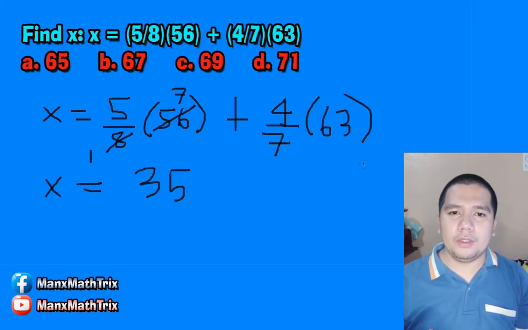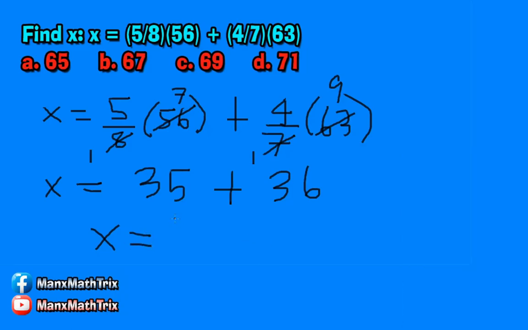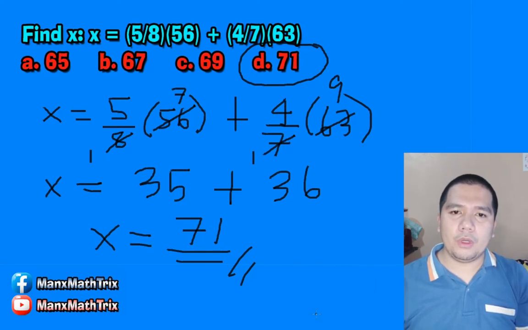And then next, 7 and 63 are common multiples of each other, and 63 is divisible by 7. Therefore, we can divide 7 by 7, so magiging 1 na lang siya. And then 63 divided by 7 is just equal to 9. And then again, we can multiply the numerator. 4 times 9 is just equal to 36. So now we have 35 and 36, we just add them. Our correct answer here is D, 71.